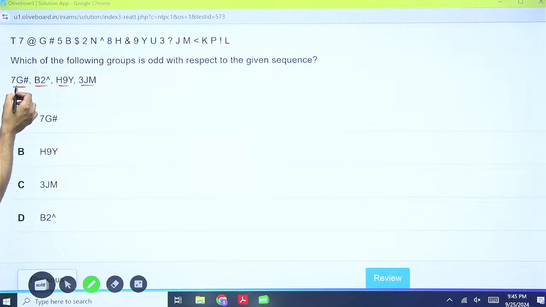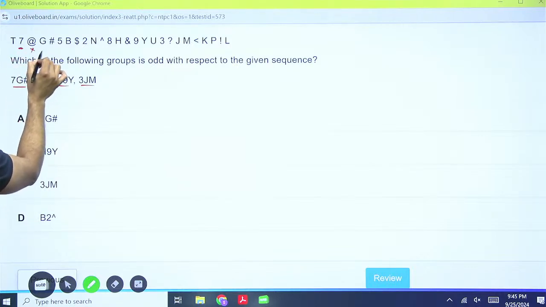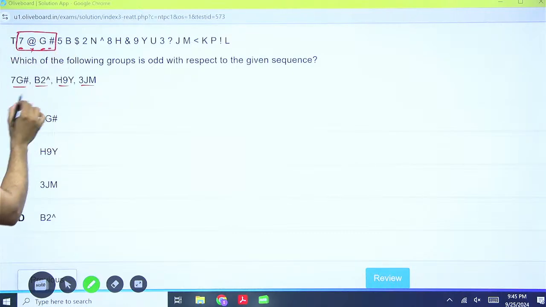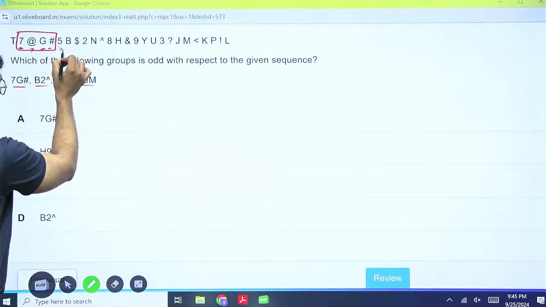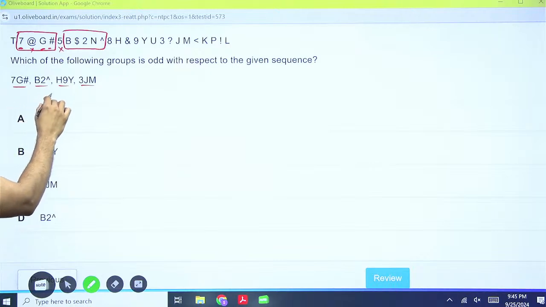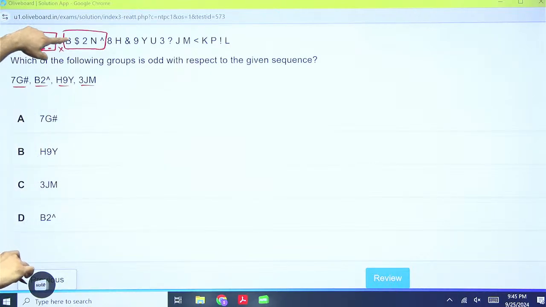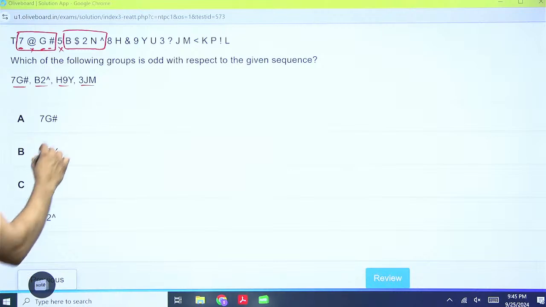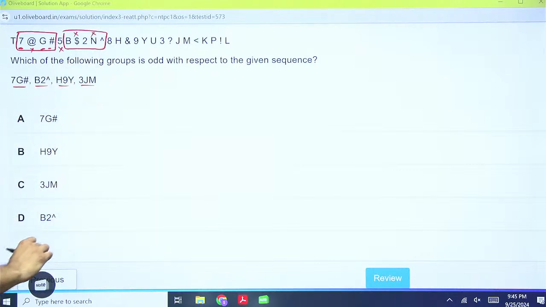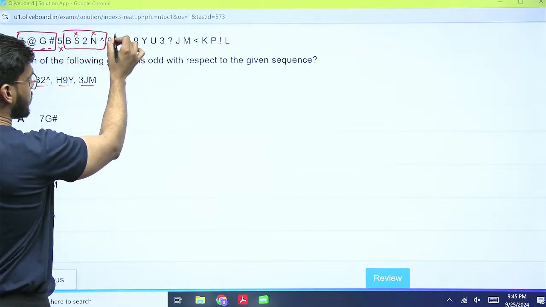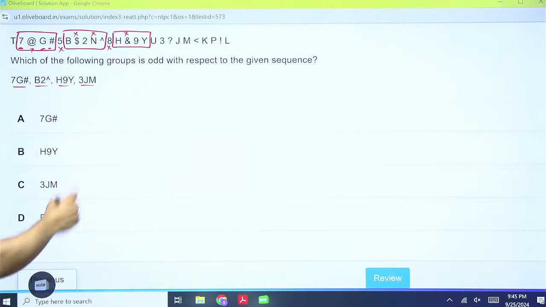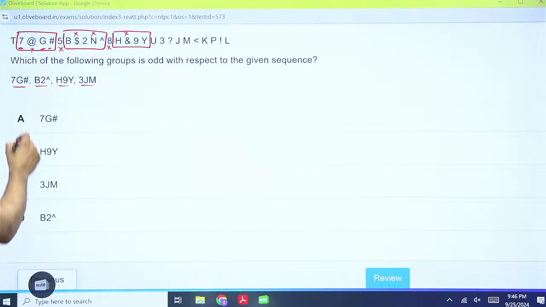Okay. First of all, let's see 7G#, skipping this element, G and hash. So how do we make the pair of these elements? First, third, and fourth. B2 and this cap. So eliminating this one, again we have taken this, right, and B2 cap. 7G# and B2 cap, are they making the same pattern? Because we are skipping this one between B and 2 and cap. Okay, let's see H9Y. Again we are skipping another one. H, after H we have skipped this one, then 9 and Y are at consecutive positions, similar to A. They both are making the same pattern.